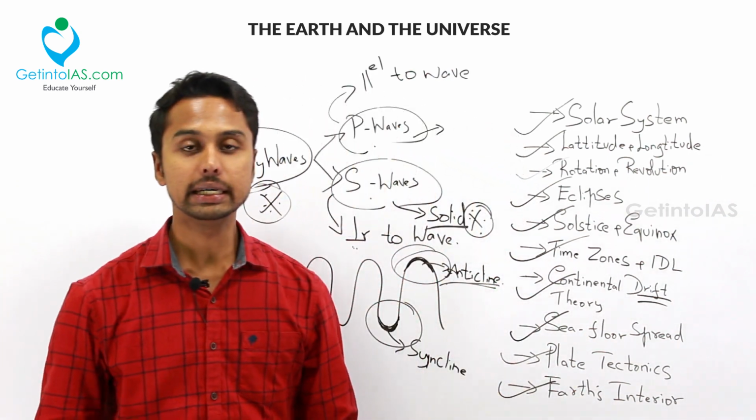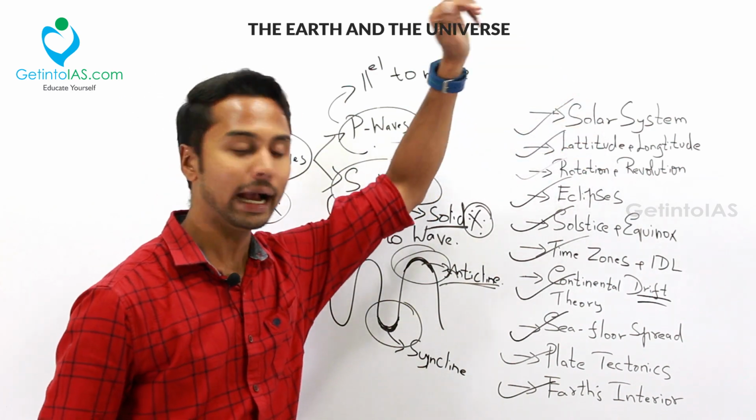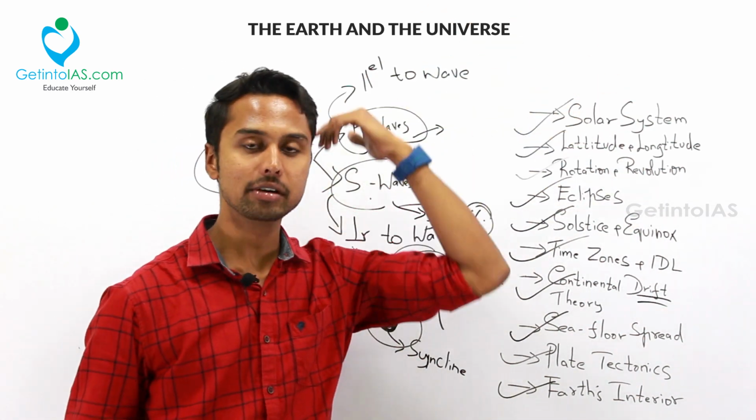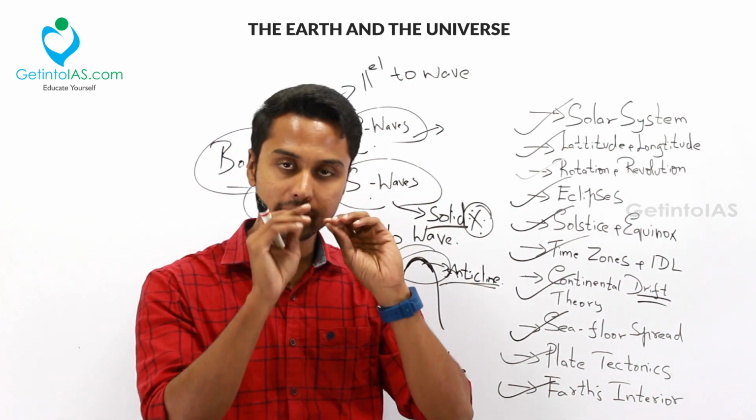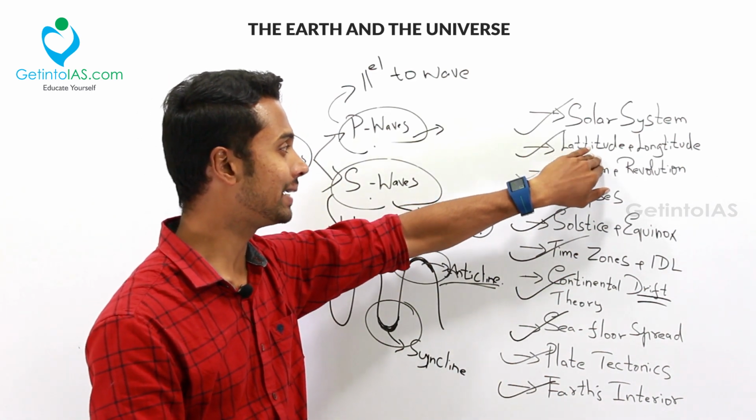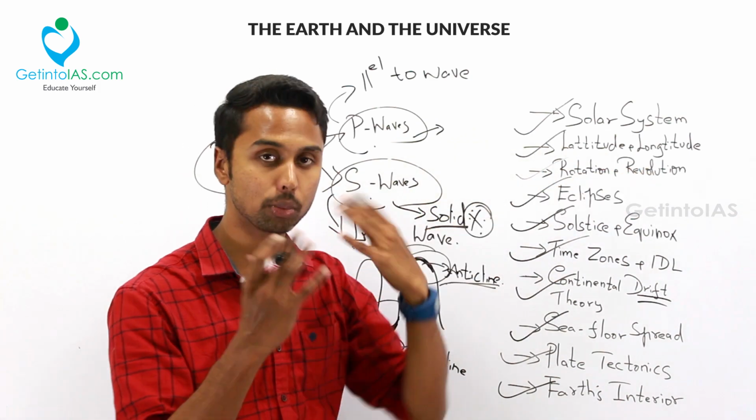So that's about the Earth and the Universe module. We have completed it, having started from the solar system. I'll just give a recap of what we have studied. We started from the solar system and studied the planets and how this universe has been formed, and we have studied in detail about all the planets. Next we have seen about latitude and longitude. Then rotation and revolution, about the movement of the Earth.